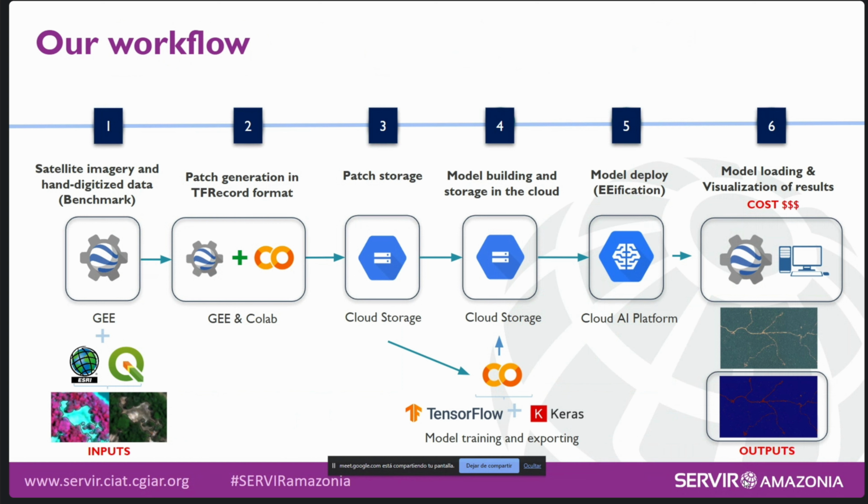The second step was exporting our benchmark dataset into a TF record format, so we can train a deep learning model with the libraries of TensorFlow and Keras, and we stored our patches on the Google Cloud Storage. Then we train the model and we store the model as well on the Google Cloud Storage. We'll be talking a bit more about these steps, right? So our model, we EEified the model so it's readable by Earth Engine, and we deployed the model to the AI Platform. Then in the final step, we were able to visualize our results in the same Google Earth Engine client. Next one, please.